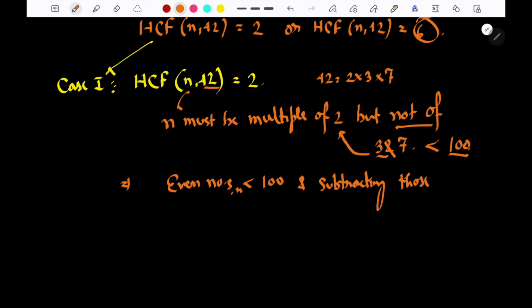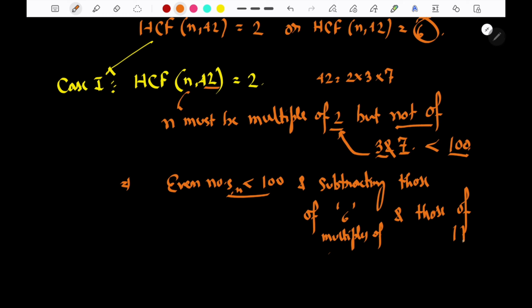Now if 3 is combined with 2, see, what do we need? We need all even numbers. It means 2 must be there for everyone. Now for one time let it be 3. So subtracting those of 3 into 2, that is multiples of 6. I am talking of multiples of 6, and those of 14. Why 14? Here it is 7, here it is 2, so multiples of 14. Now how do we count?